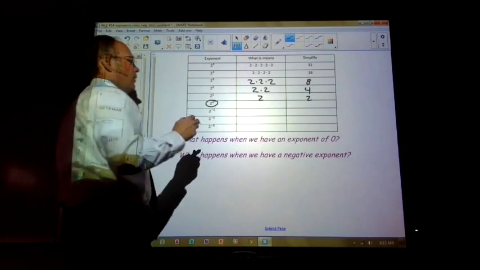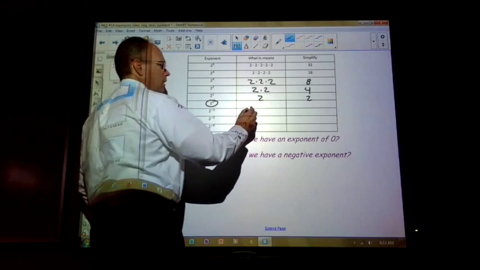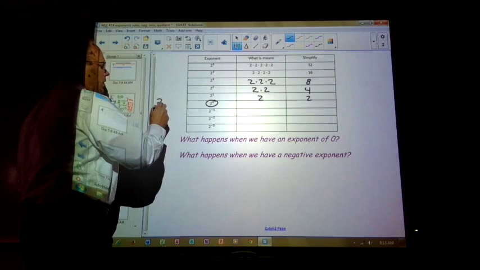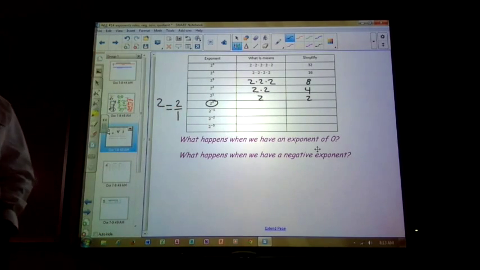And we have to think about what this means. 2 raised to the 0 power. A lot of kids, when they see 0, their go-to immediately is 0. But unfortunately, it's not. Before we answer that question, let's go to what 2 to the negative 1 means. This means I have a negative exponent, which means I'm going to create... Is 2 the same thing as 2 over 1?